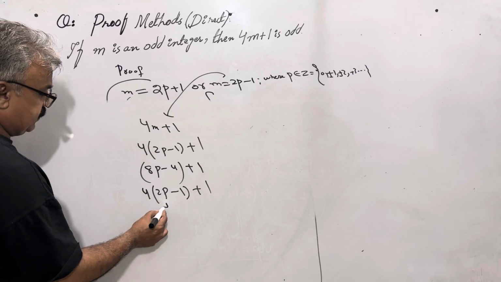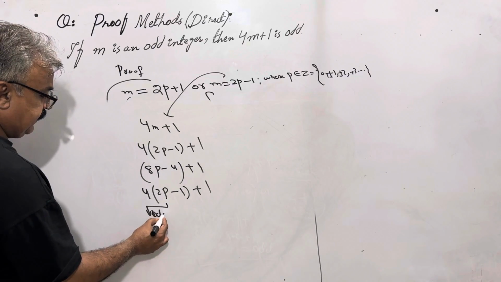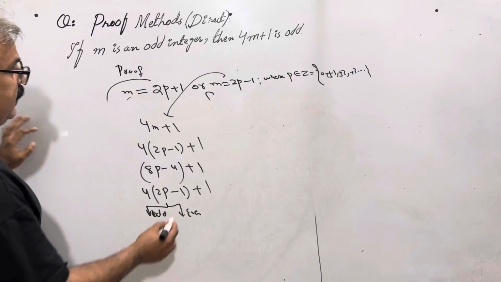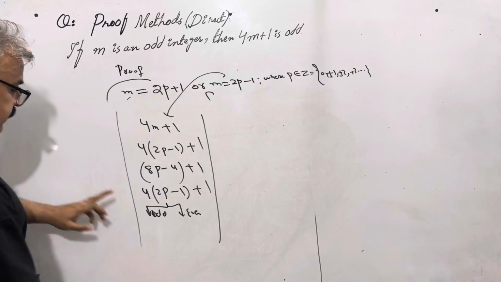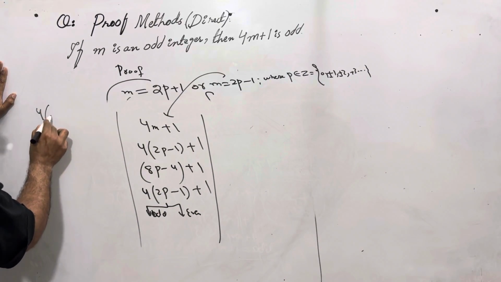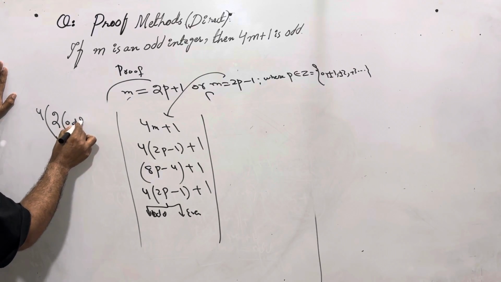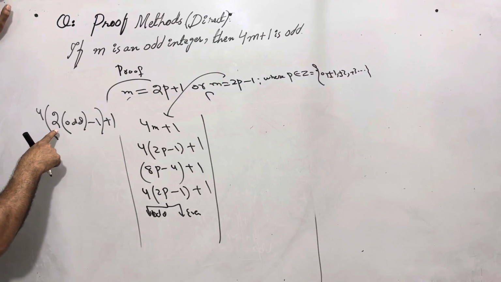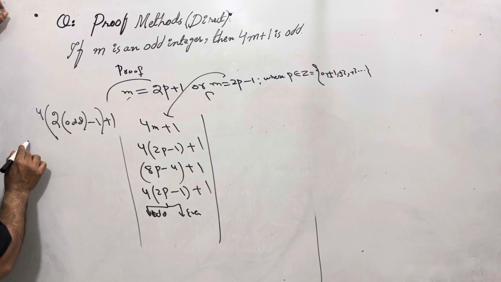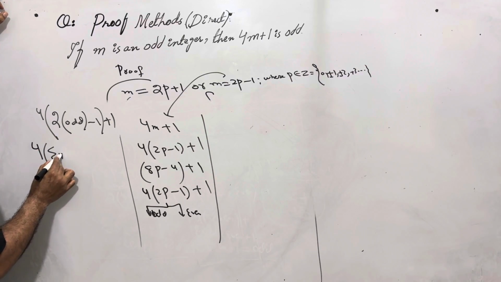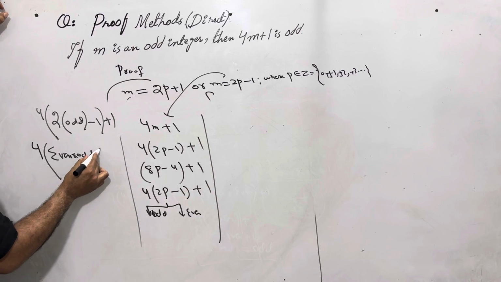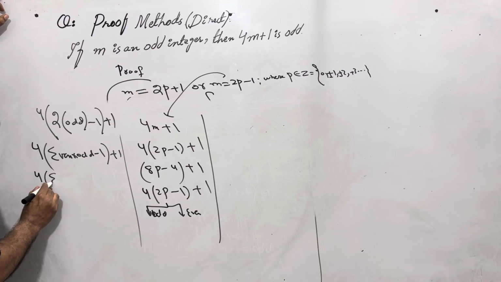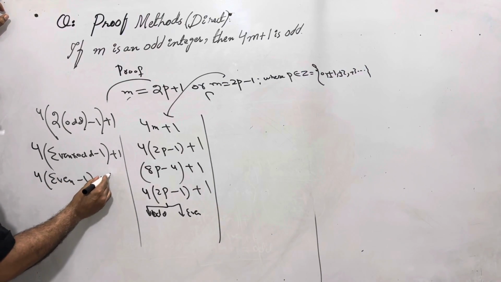Here again we have two possibilities: p is an integer, p might be even, p might be odd. Discussing the first possibility, p is odd. 4 times (2 times odd minus 1) plus 1. Let me write it logically. 2 is even. Even times odd is always even. So 4 times (even minus 1) plus 1.